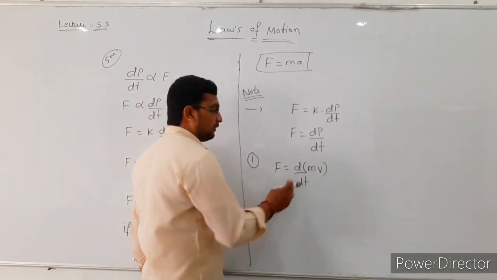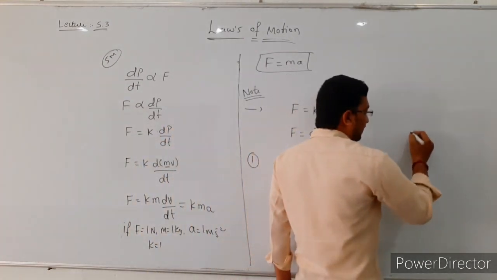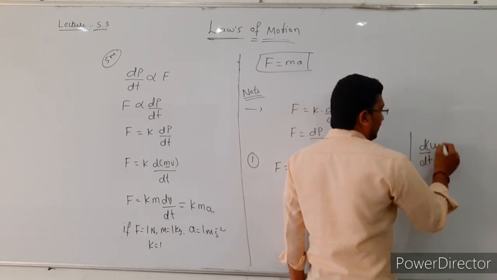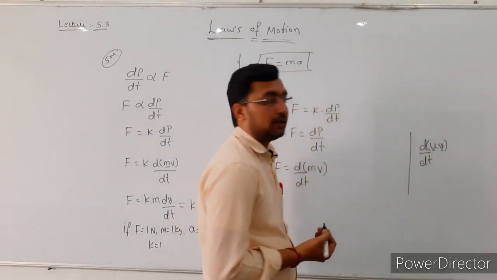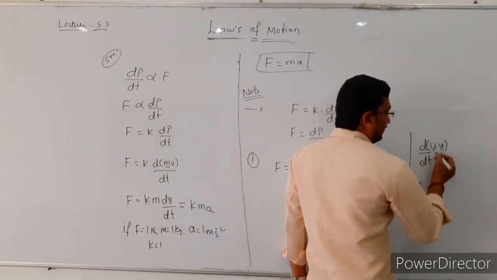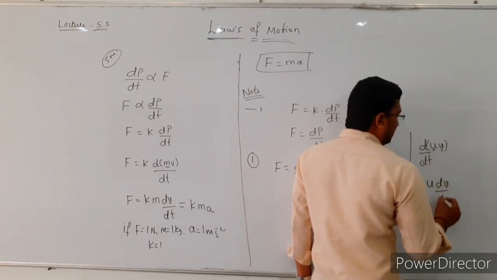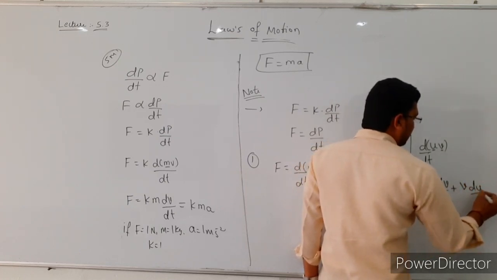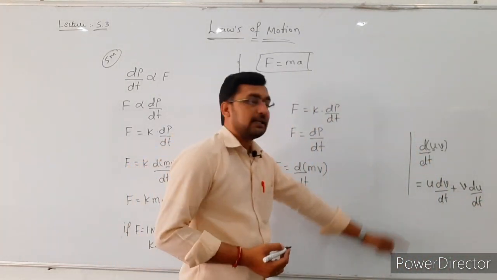This is in the form of a product, so we use the standard differentiation formula for a product. The differentiation of d by dt of the bracket u into v: here u is the first term and v is the second term. This is equal to keeping the first term as it is and differentiating the second term with respect to time, plus keeping the second term as it is and differentiating the first term with respect to time. So this is the standard formula.